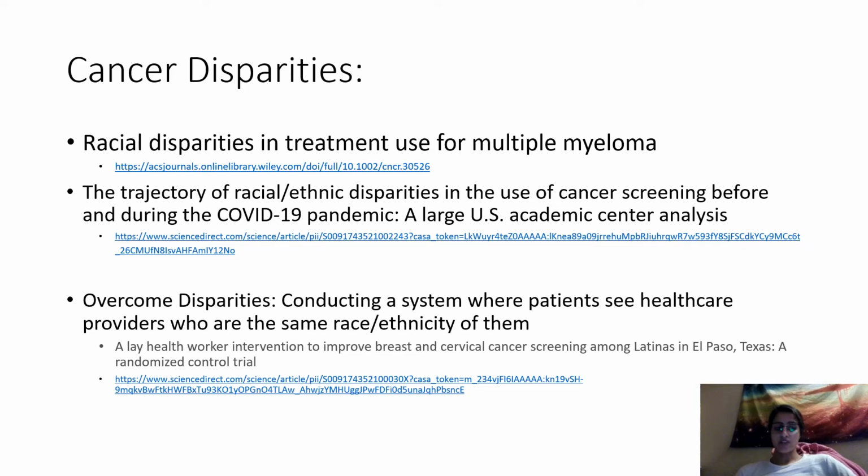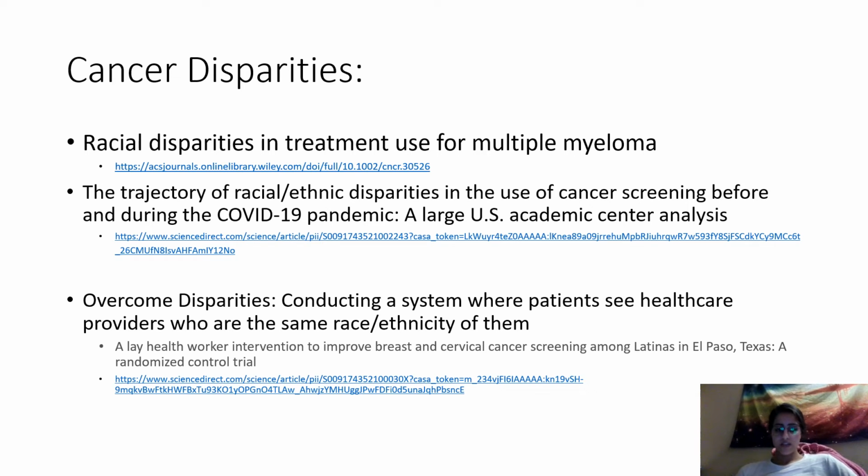So now, just to talk about some cancer disparities. There are two different articles that I found on disparities. The first one is on racial disparities in treatment used for multiple myeloma. A new, effective, and more expensive treatment was found to improve the prognosis of multiple myeloma. But in the study, 37% of the patients, who were Black, were less likely to undergo stem cell transplant, and 21% were less likely to be treated with bortezomib because the treatment was just way too expensive.